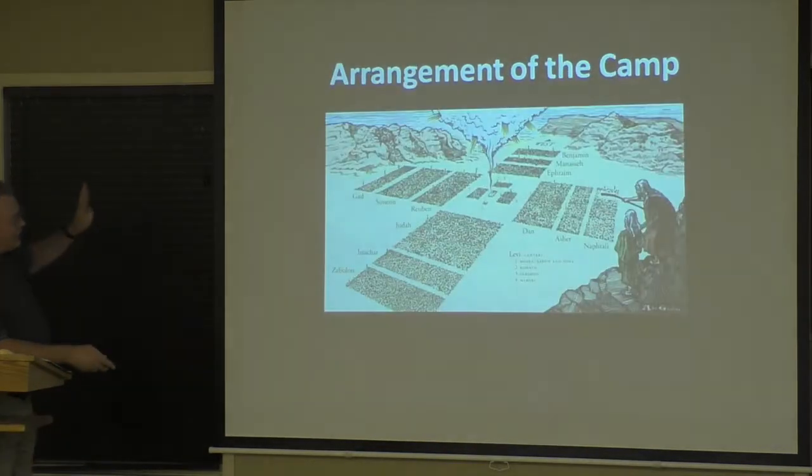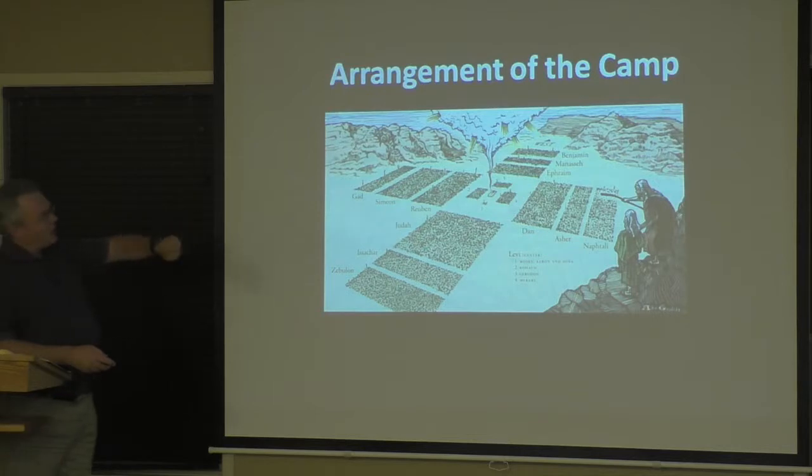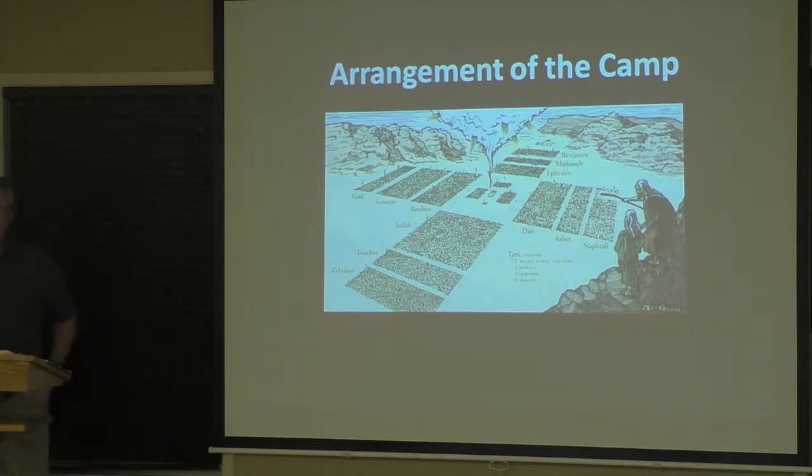And then, here's what I promised you. This artist's rendering of perhaps what the camp would look like, as they would be ready to move or ready to stay wherever they would stay. So the tabernacle is set up right in the middle of the camp. According to this artist's rendering, Moses and Aaron and his tents would be here. And then the tribe of Levi would be camped around there. And then you have all of the other tribes.